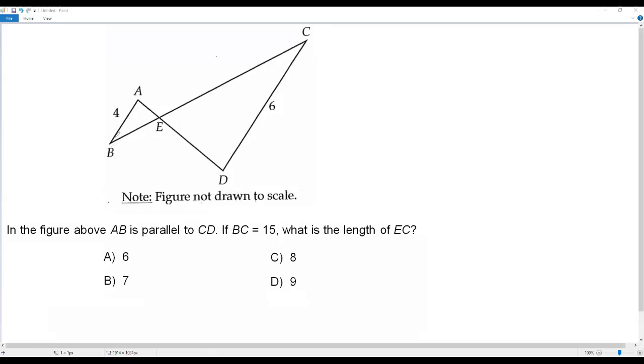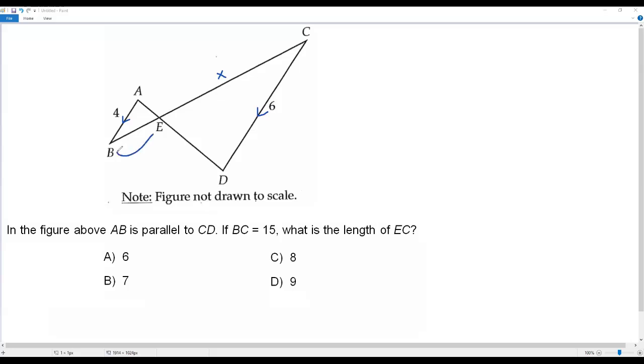The first information says that AB and CD are parallel, and the length of this line segment BC is 15 units. We have to find the length of this line segment EC. Since we have to find the length of EC, I assume x as the length of EC. So now I have to find the value of x, which represents the length of EC.